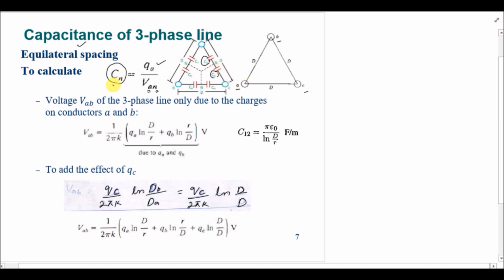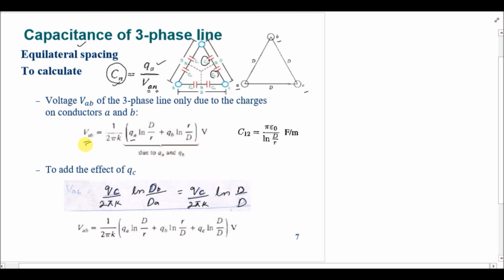So in order to calculate the line to neutral capacitance, we should divide the charge over a particular conductor by the voltage of that conductor to neutral. We know the formula for the potential difference. The formula is 1 over 2 pi k, charge of a conductor, ln D over R. This is the formula that we used for the single phase line when we had the charges Q1 and Q2, where one was the forward conductor and the other was the reverse or return conductor. But in that case we considered that the charges were equal, right? So therefore the formula was in the reduced form. But if the charges are different, for example in this case QA and QB, then the formula will be this one.